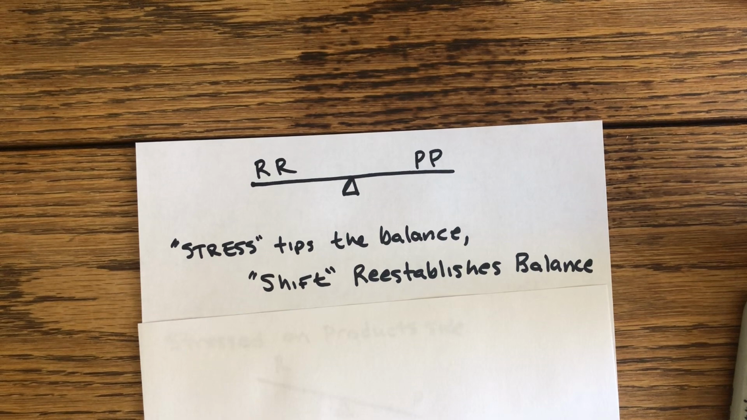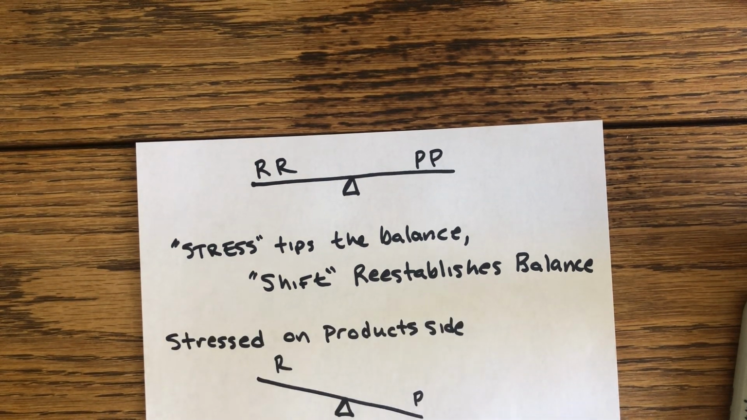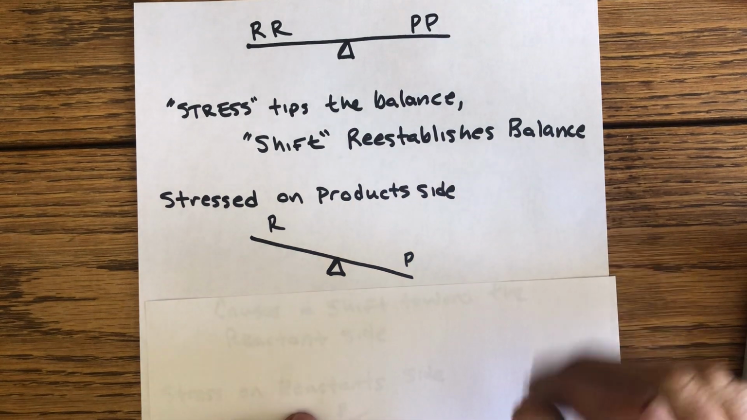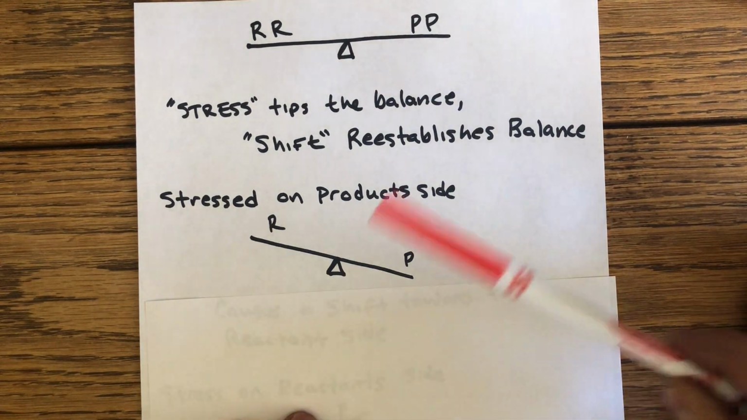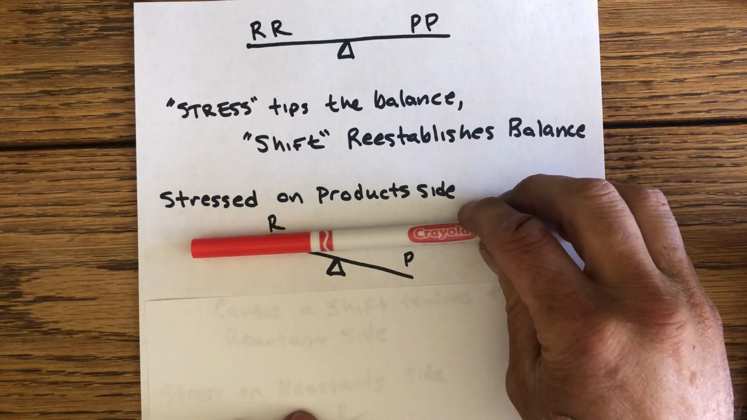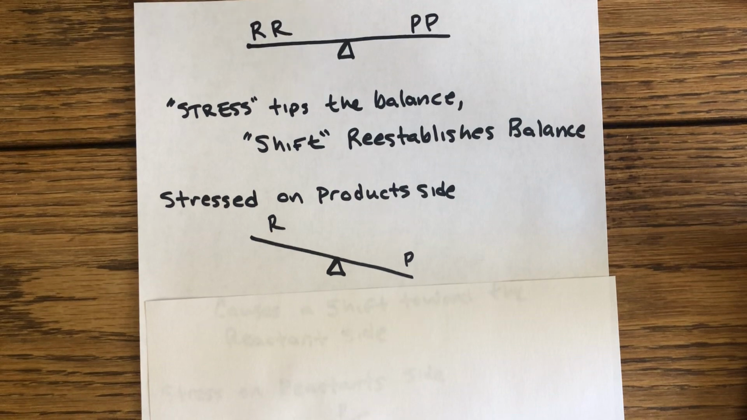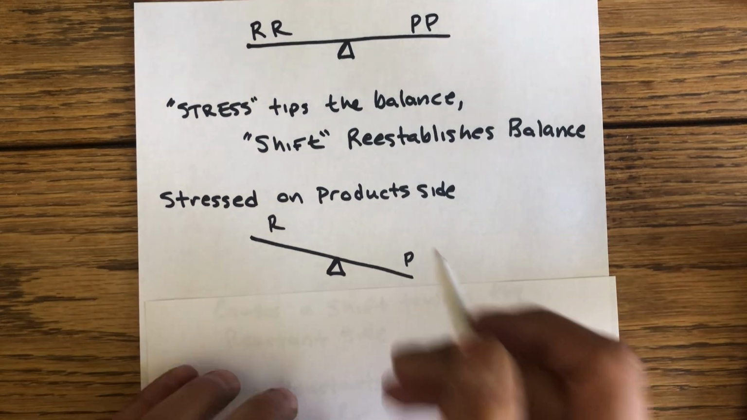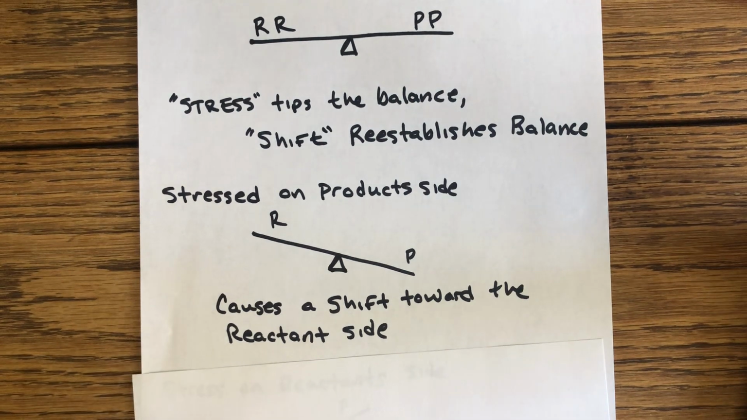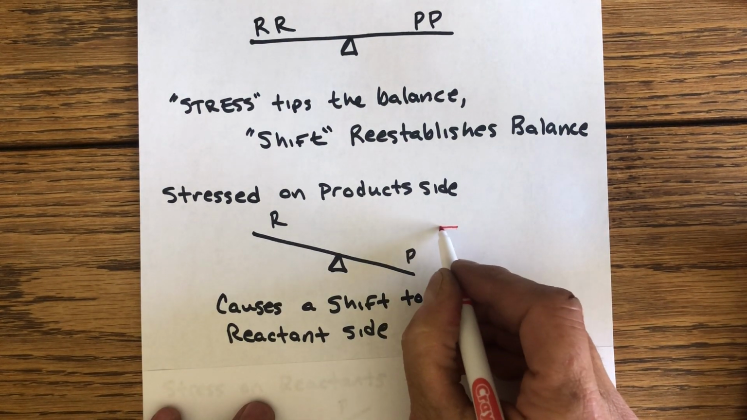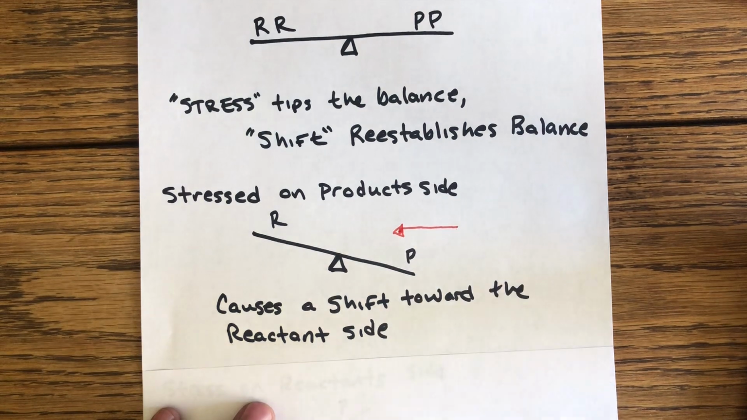Stress is something that will tip the balance, and a shift is something that reestablishes the balance. So we're going to use the words stress and shift here quite a bit. Let's say that we stress the products side of the reaction. The side of the reaction that gets stressed, I want you to picture the teeter-totter falling down on that side. In order to reestablish the equilibrium, the reaction will shift to the reactants side. So we have a shift to the left.